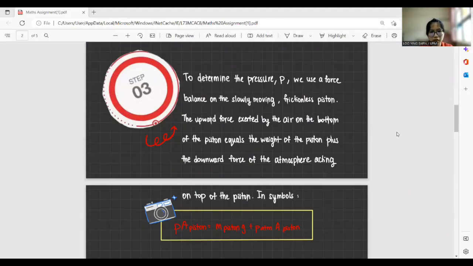Step 3 is to determine the pressure P. So we use a force balance on the slowly moving frictionless piston. The upward force exerted by the air on the bottom of the piston equals the weight of the piston plus the downward force of the atmosphere acting on top of the piston. This can be expressed by the equation below.